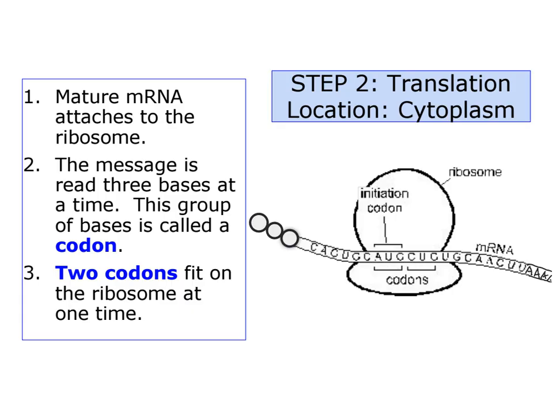So our mature mRNA has just left the nucleus and gone out into the cytoplasm where it has been able to find a ribosome. Now a ribosome is actually made out of two globular pieces of RNA, a large subunit on the top and a small subunit on the bottom. These two pieces are going to clamp down on the mRNA kind of like a hamburger bun.